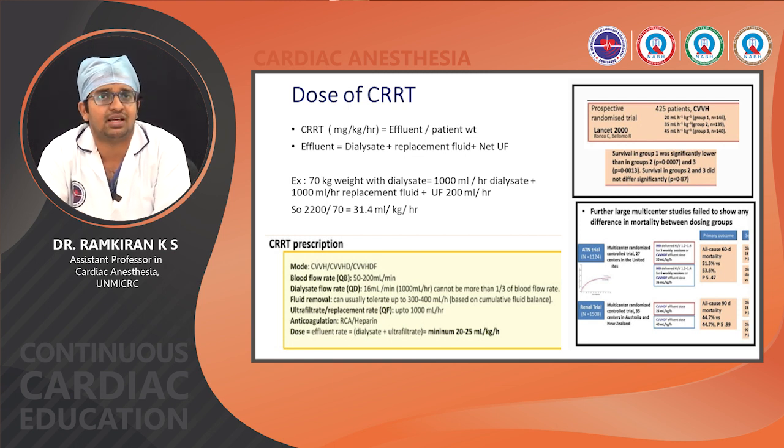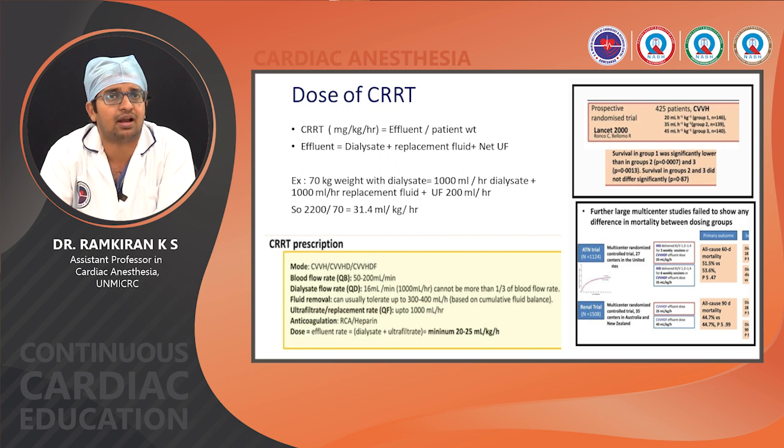So, for example, you are giving a dialysate flow of around 1000 ml per hour, replacement fluid of around 1000 ml per hour, with an ultrafiltrate of around 200 ml per hour. The total comes to around 2200 divided by weight. So the dose of CRRT would be 31.4 ml per kg per hour.